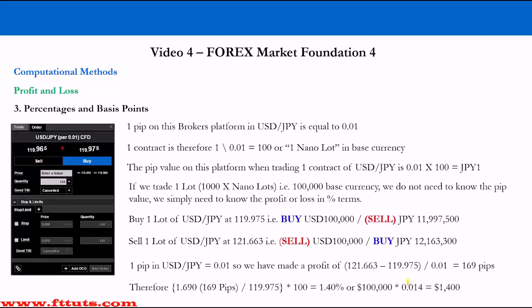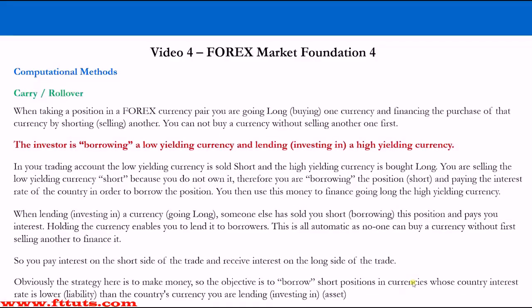So let's continue with our computational methods. The next one we're going to look at is carry or rollover. And things happen when you take currency positions that you might not be aware of. When you actually take a position in a Forex pair, what you're actually doing is going long one currency and financing the purchase of that currency by selling or shorting another. And we've been through this earlier. You can't buy a currency without selling another one first.